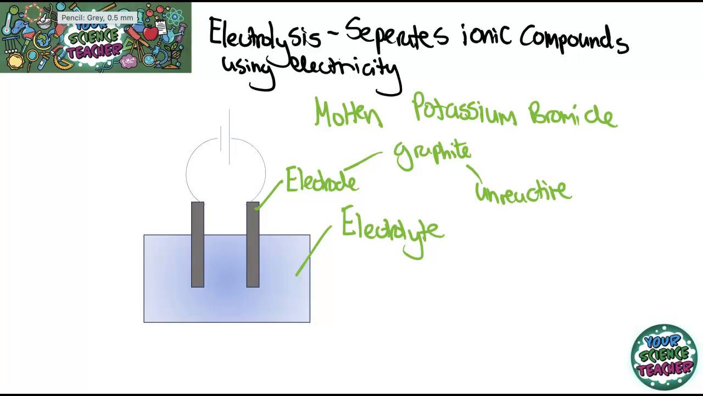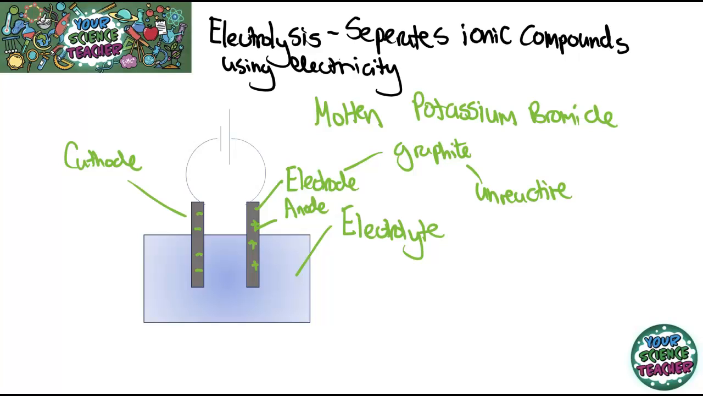So the next thing we need to know is the name of my two electrodes, and we have two. So this one here is my positive electrode because it's connected to the positive terminal of my battery, and here I have my negative electrode because it's connected to the negative terminal of my battery. So my negative electrode is called my cathode, and the positive electrode is known as an anode. Now, one way to remember this is using the mnemonic PANIC.